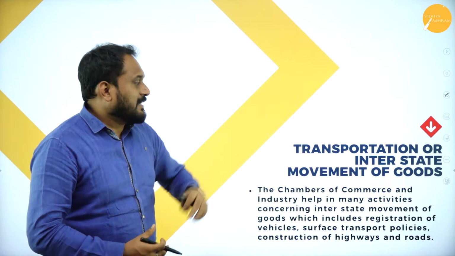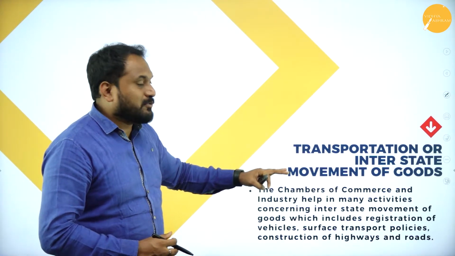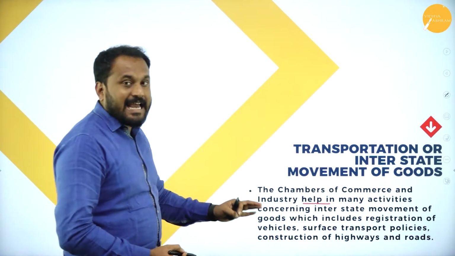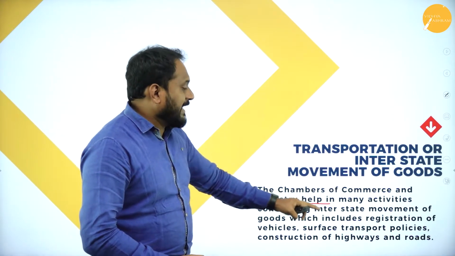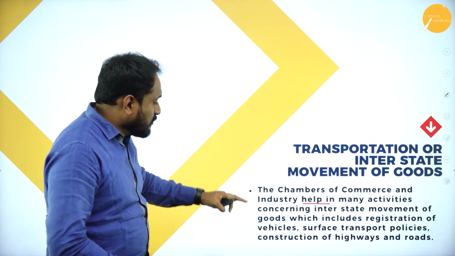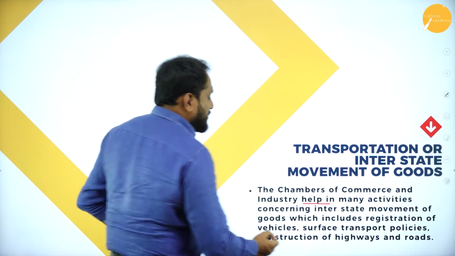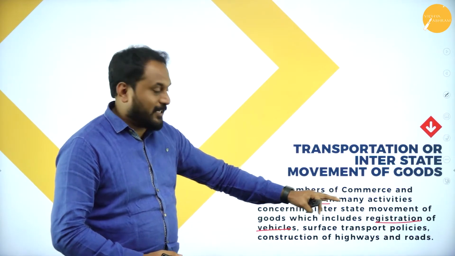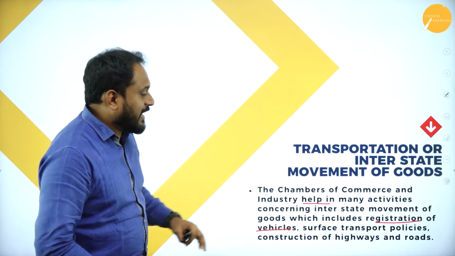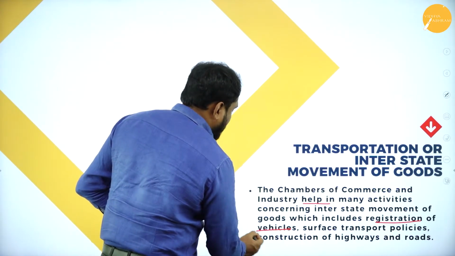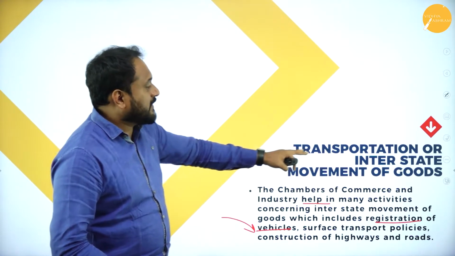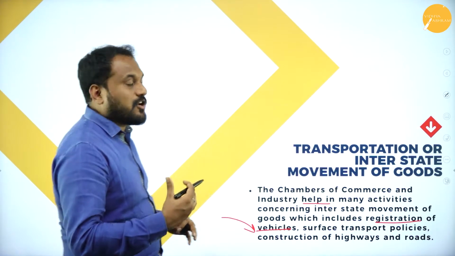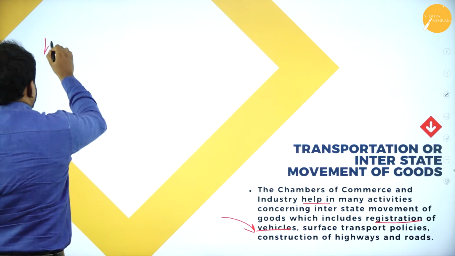Now the first one is transportation or interstate movement of goods. The Chamber of Commerce and Industry help in many activities concerning interstate movement of goods, which includes registration of vehicles. They also help with surface transport policies and construction of highways and roads. So infrastructure and everything will be taken care of by whom? The Chamber of Commerce.